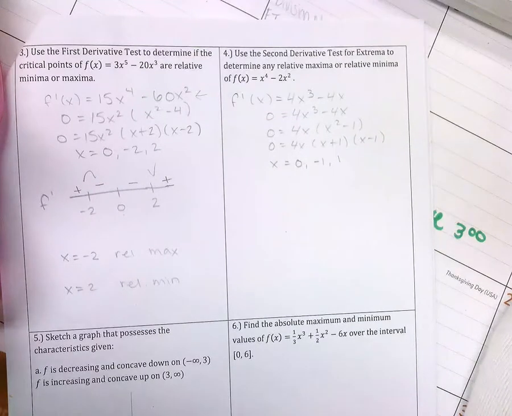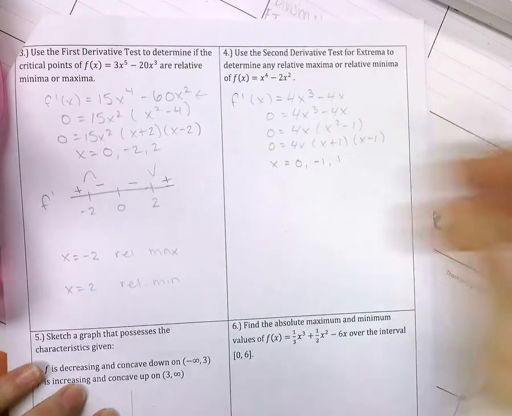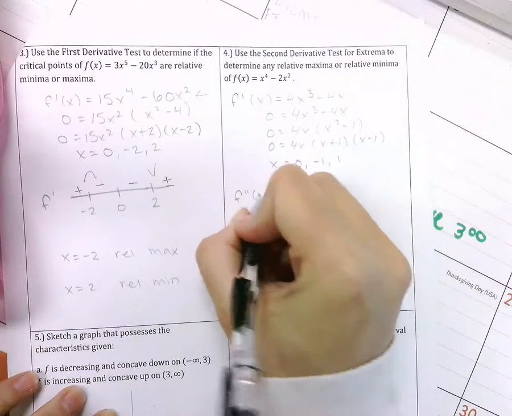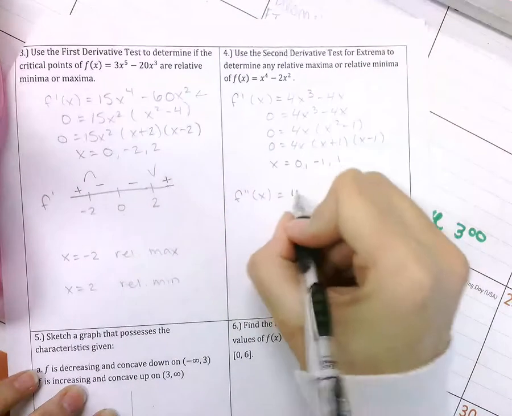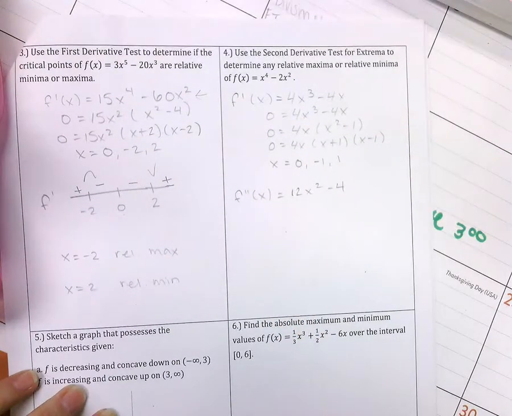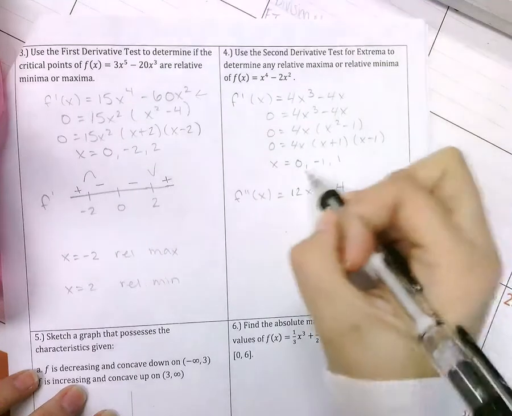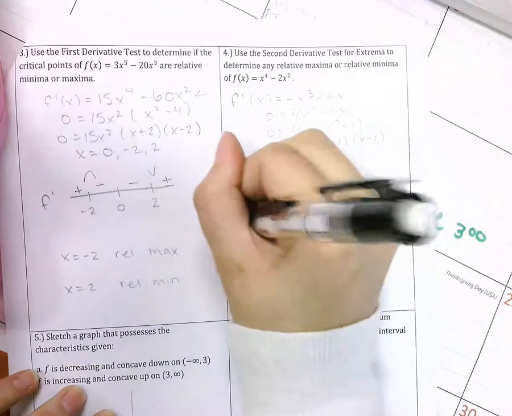It's kind of similar to the last one in the sense that we have another difference of squares, so we can get 0, 1, and -1. Now, don't do anything yet, like don't do a first derivative test. Find your second derivative: 12x squared minus 4. So what you're going to do is take each one of these points and plug it into the second derivative.